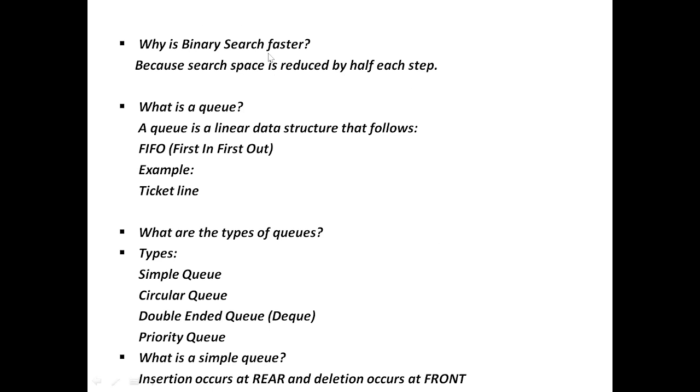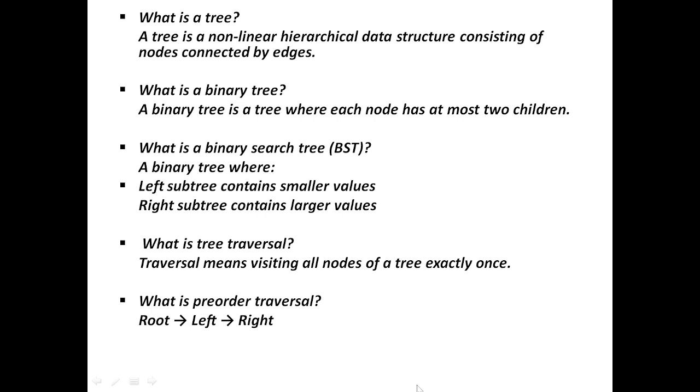Why is binary search faster? Because the search space is reduced by half each step. What is a queue? A queue is a linear data structure that is also called FIFO, that is first in, first out. For example, a ticket line. What are the types of queue? There are four types of queues: simple queue, circular queue, double-ended queue, and priority queue. What is a simple queue? The insertion occurs at the rear and deletion occurs at the front is called a simple queue.